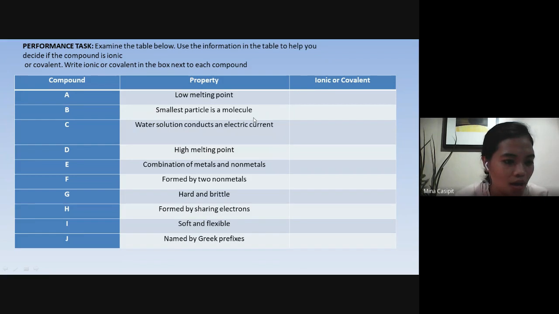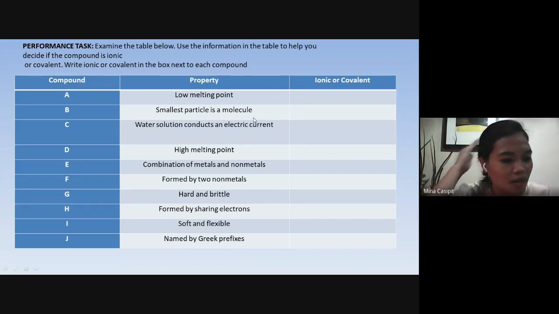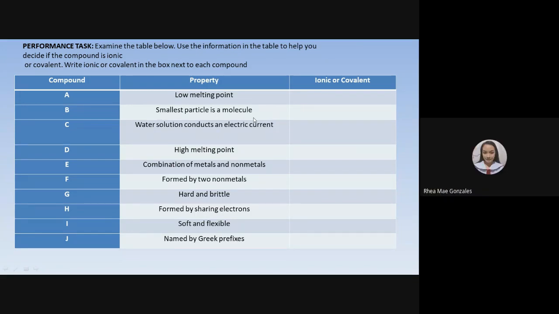Please raise your hand if you are willing to answer, if you have something to say. Sino yon? Who will be the one who will answer compound C? Si Rhea po. Rhea, please raise your hand or just click the raise hand button para maisulat ko dito kung sino yung nagre-recite. Rhea. Ionic po.